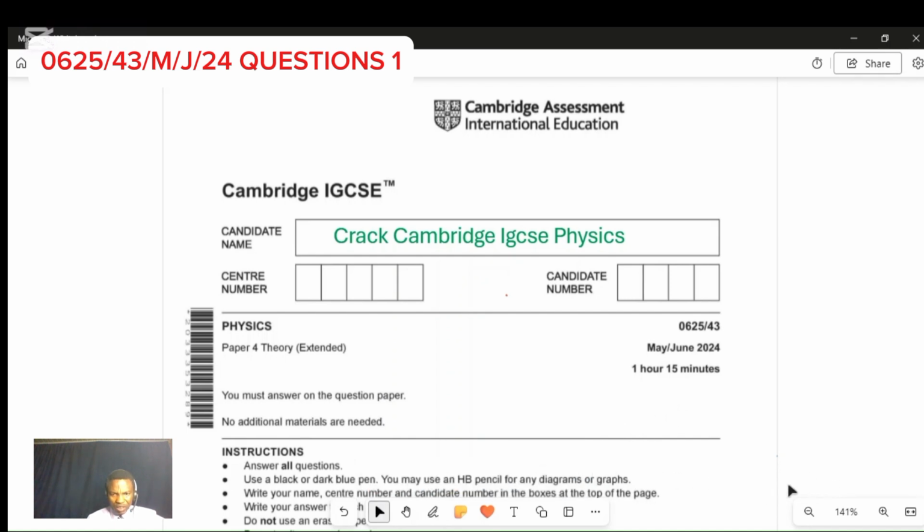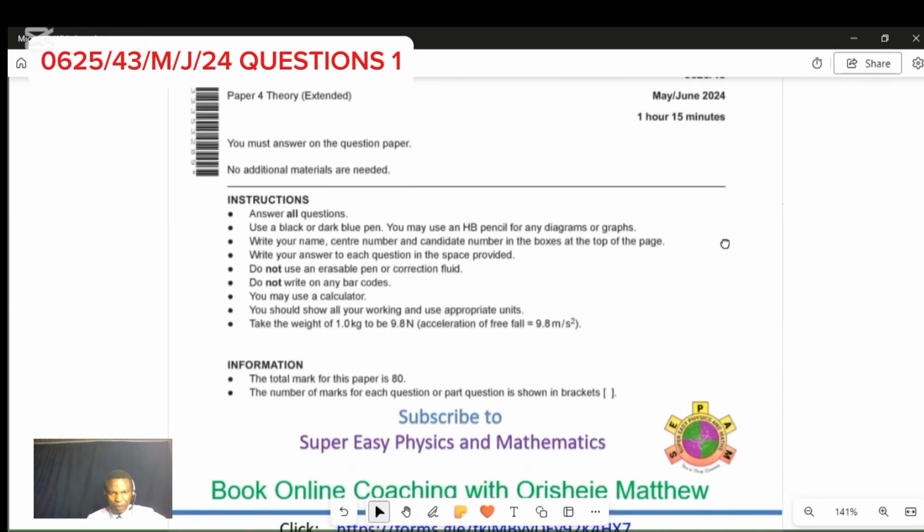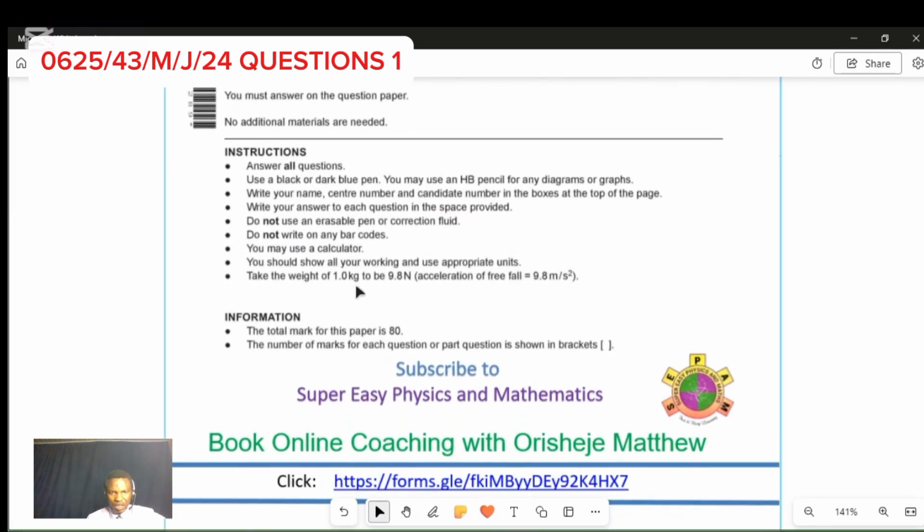As you all know, in Paper 4 you are expected to answer all the questions, and the constant that you are supposed to use in this particular question is the value of acceleration of free fall. You are expected to use 9.8. Then the total mark is 80 marks.